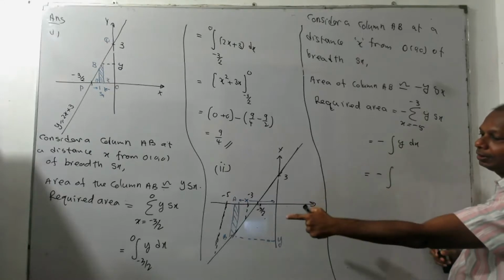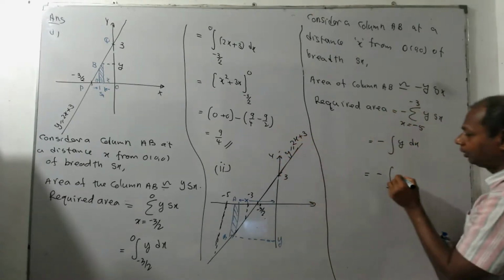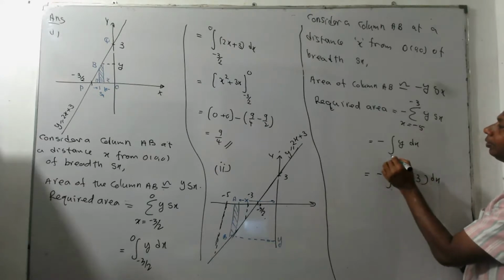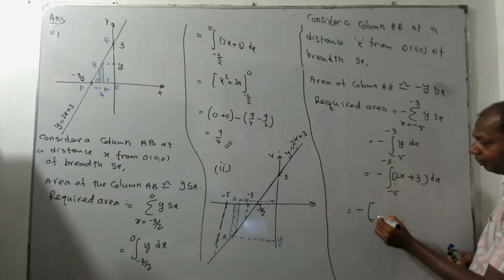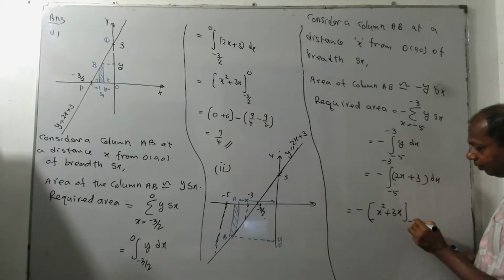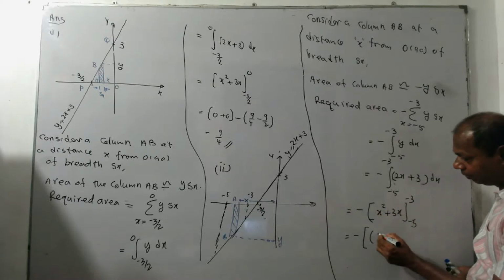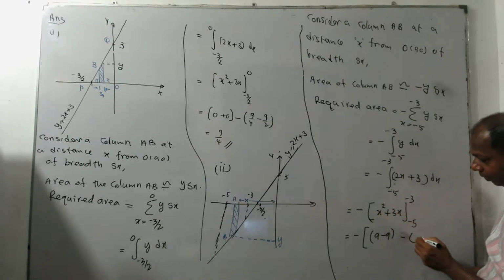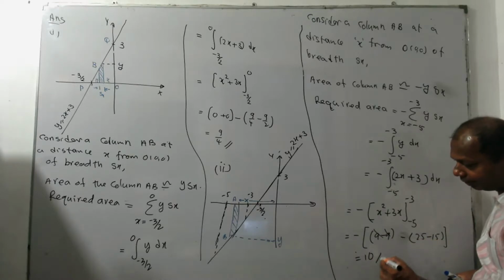Minus y. To integrate, we write y equals 2x plus 3, right? So we write 2x plus 3 dx as it goes from -5 to -3. Integrate, minus, this gives x squared plus 3x as it goes from -5 to -3. Applying -3 gives 9 minus 9, minus, we apply -5, it gives 25 minus 15, which is minus 10. Finally, it is plus 10, the area.